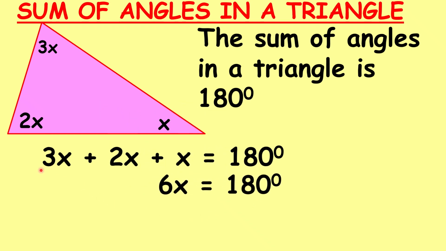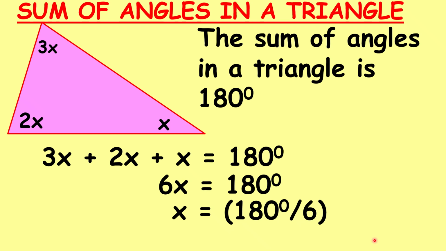You have 3 apples plus 2 apples plus 1 apple, that gives us 6 apples. So 3x plus 2x plus x gives us 6x, and everything is equal to 180 degrees. If we are solving for x, we can divide both sides by 6. So x will be 180 degrees divided by 6, and therefore x will be equal to 30 degrees.